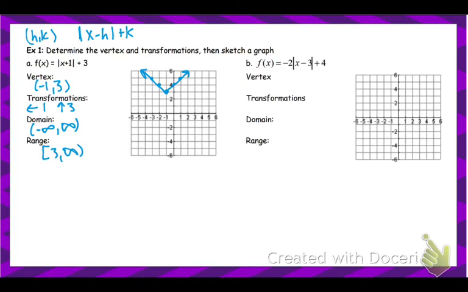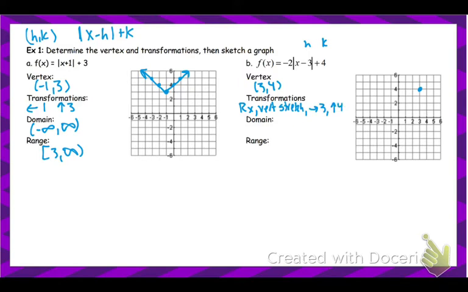All right, so let's go ahead and look at B. Again, the first thing we're going to do is find the vertex, finding that HK point. So in this case, that vertex is 3, 4. All right, transformations. This graph has a reflection over the x, a vertical stretch, and then obviously since our vertex moved, it's gone right 3 and up 4.